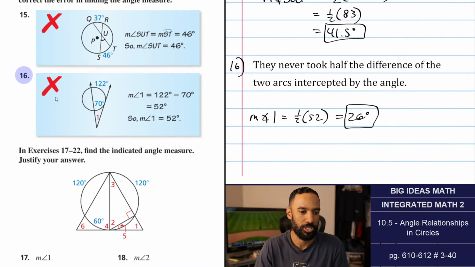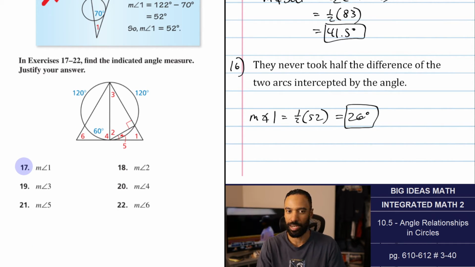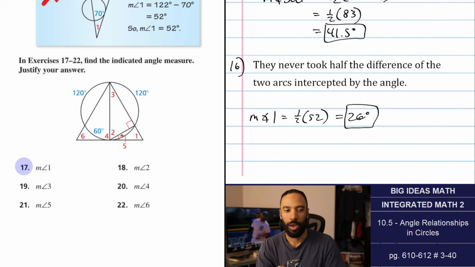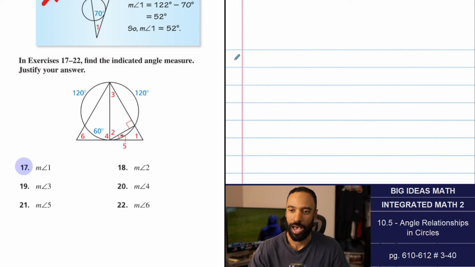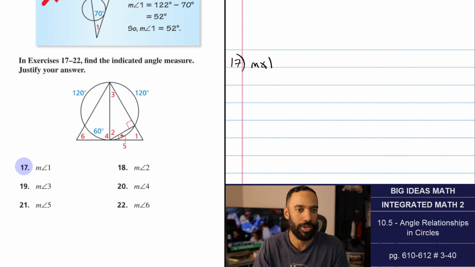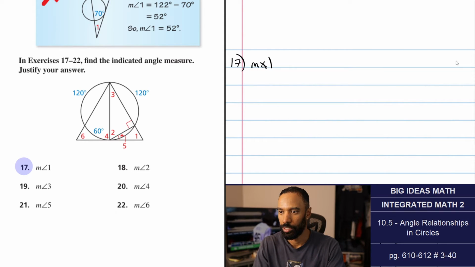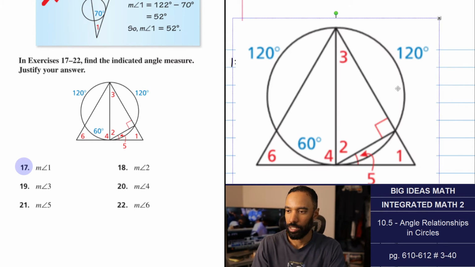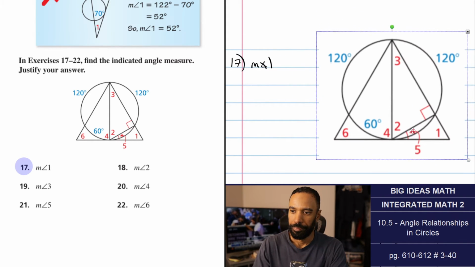Let's keep moving forward. Number 17 to 22. We have this one thing here. Find the indicated angle measured, justify your answer. I wonder if finding one helps us find others, so I might copy and paste this object over. Measure of angle 1. Okay, let's bring this image over and see if this will help us at all. At least then I can do some color coding things too. Come on, there it goes. Okay.